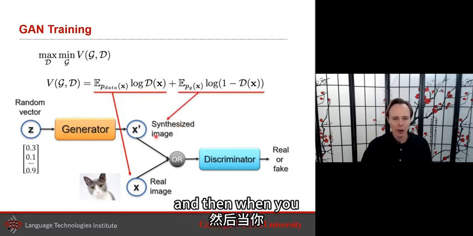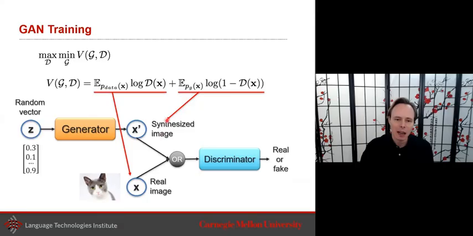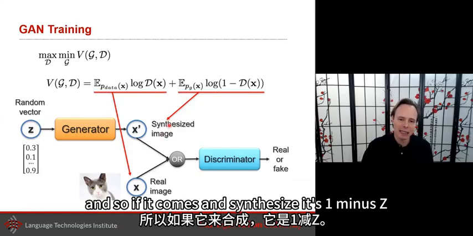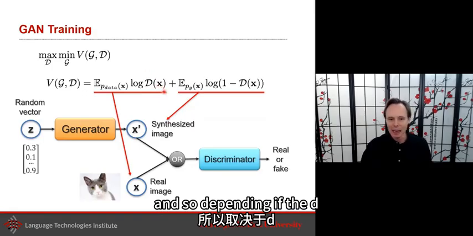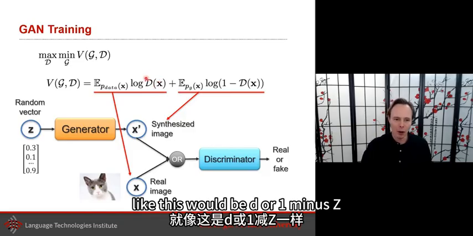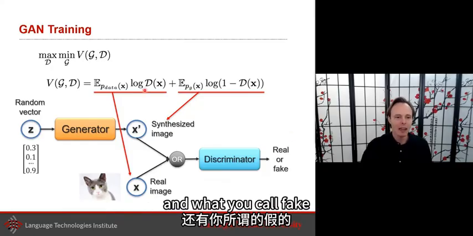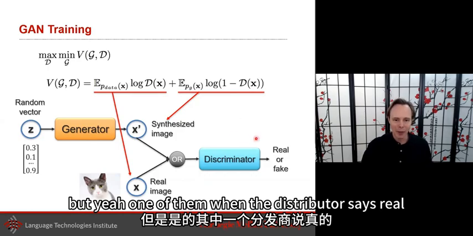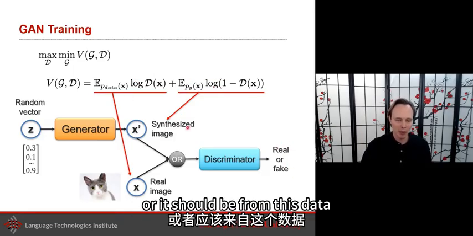And then the opposite: if it comes in synthesized, it's 1 minus D. You want to be sure that, depending on whether the D output is real or fake, it would be D or 1 minus D. It's just depending on what you call real and what you call fake. But one of them, when the discriminator says real, it should be real, and when it says fake, it should be 1 minus D, so it should be from this data.